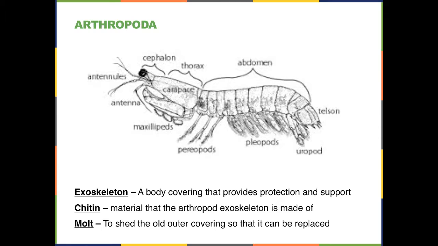newer, larger exoskeleton. And there is a brief period there where the organism is actually vulnerable because the new skeleton is not hardened as yet. And you will find these molted exoskeletons out in the woods and various other places if you look for them.